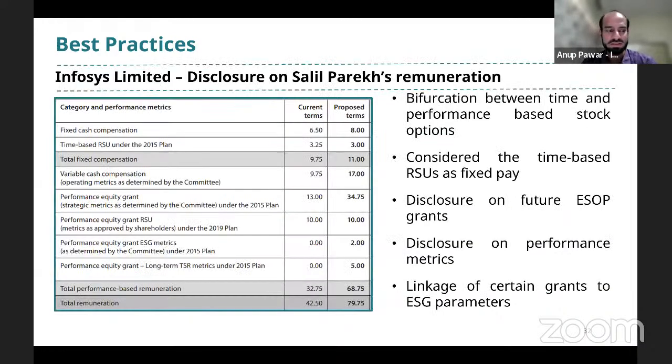So this is the Infosys example, just leaving it there. They've said, even time-based stock options, fixed compensation, variable cash compensation, performance grants, everything. Total performance-based remuneration, so variable pay, overall remuneration, everything was actually put out in a lot of detail here.